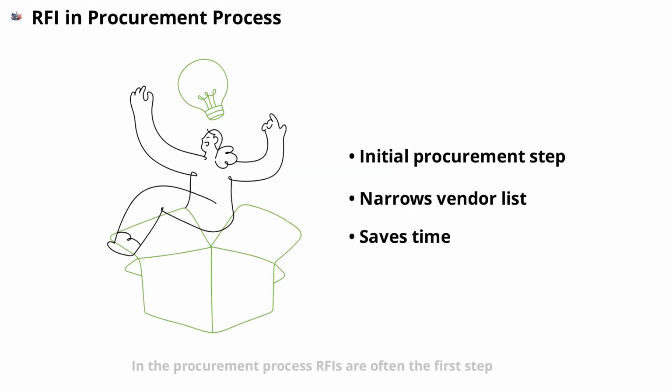In the procurement process, RFIs are often the first step. Organizations use them to gather information before issuing more detailed documents, like RFPs or RFQs. This approach helps narrow down the list of potential vendors and ensures that only qualified candidates move forward. By starting with an RFI, companies can save time and resources in the long run.